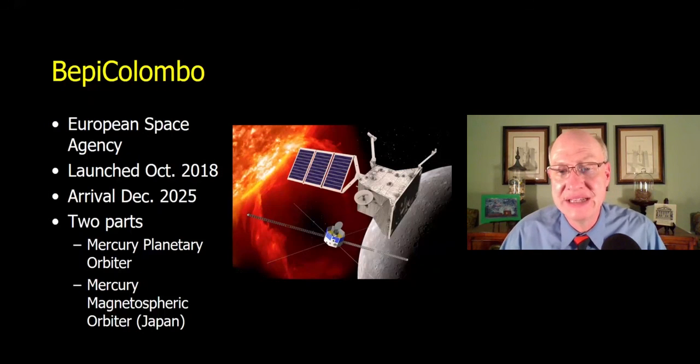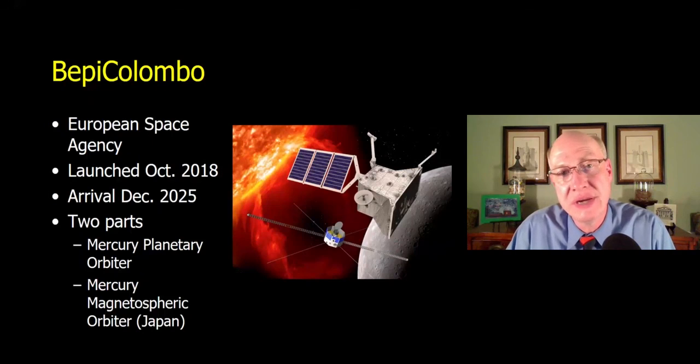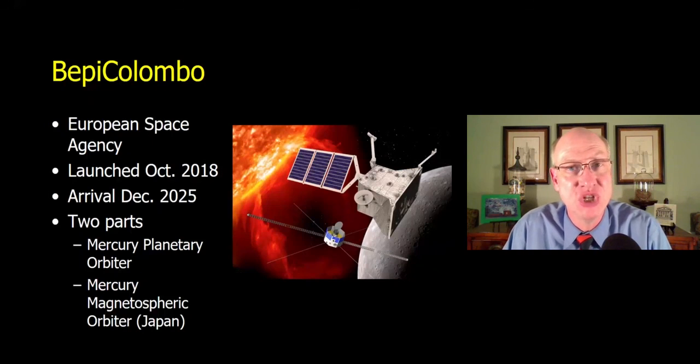So this is the planetary orbiter, and then the other spacecraft is a magnetospheric orbiter. It's got these long booms that will be used to measure very sensitively Mercury's magnetic field. And the reason we're interested in Mercury's magnetic field is because it's generated deep down inside the core of the planet.